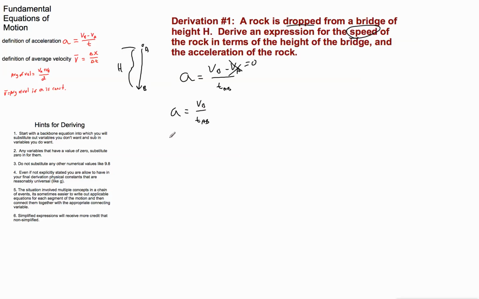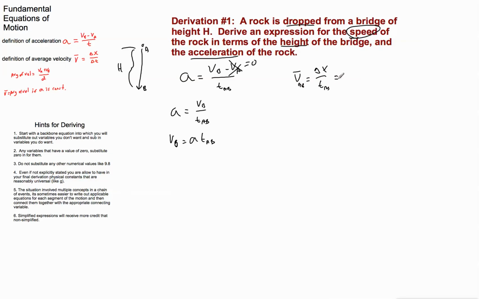Now we can rearrange this if we want to write vB equals a times the time from A to B, but we're not supposed to have the time in here. It's supposed to be in terms of the height of the bridge and the acceleration of the rock. So ultimately, we need to get rid of this so we can leave the acceleration in. Now to get rid of this, let's write down another fundamental equation that we know has time in it, and that's our displacement equation. That's the time from A to B, and this is the average velocity from A to B.